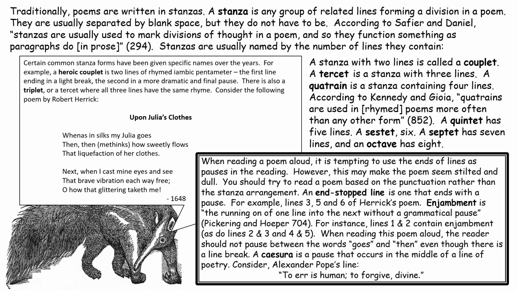And then finally, a pause that occurs in the middle of a line of poetry is called a caesura. So let's consider Alexander Pope's line, to err is human, to forgive divine. So we have that pause right in the middle of the line after human. To err is human, to forgive, divine. So that is called a caesura.